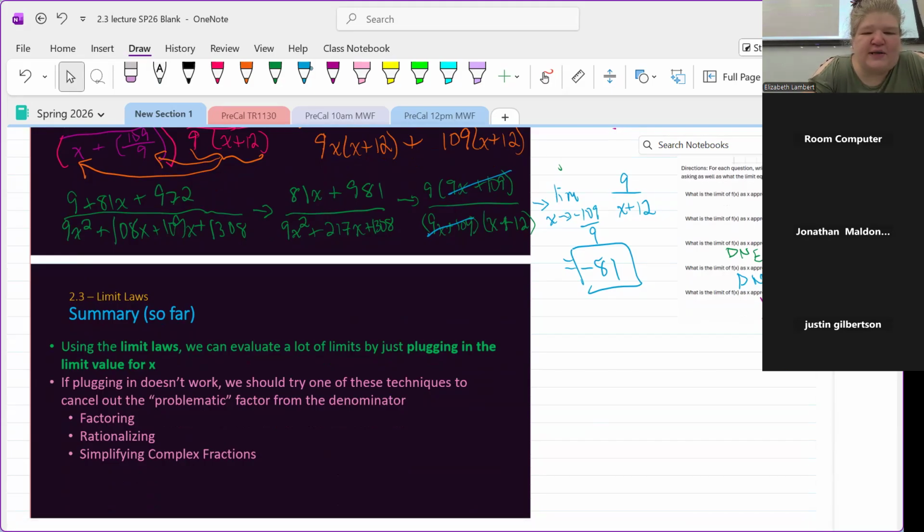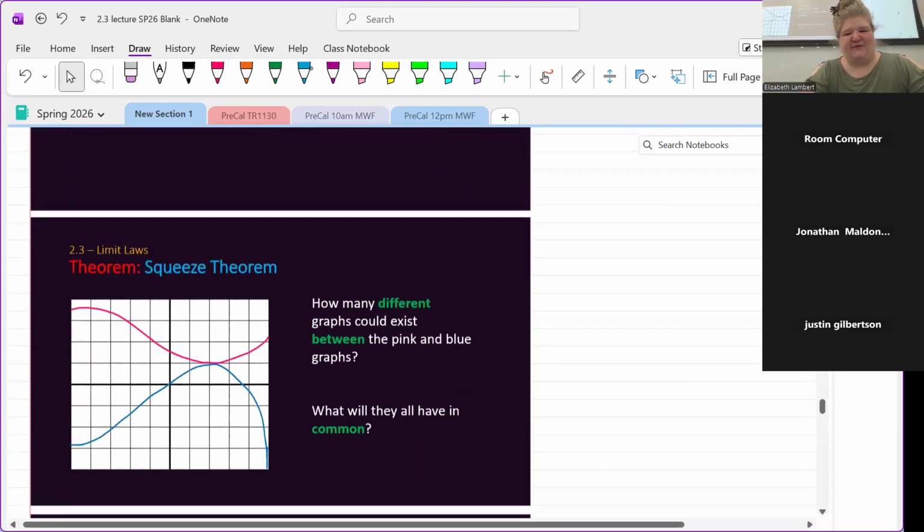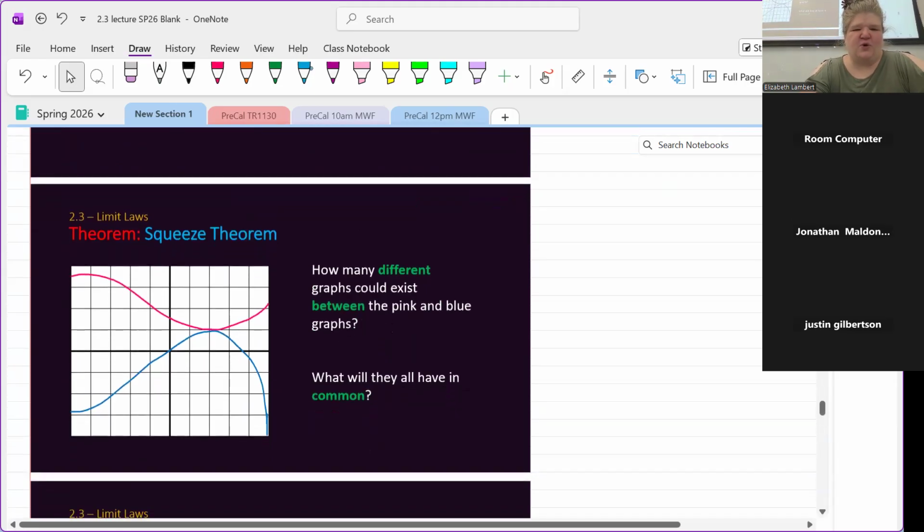So overall for our limits, the first thing we want to try is plugging in the limit value. If we get problematic math from that, typically a 0 over a 0, then we want to try factoring, rationalizing, or simplifying the complex fractions. So that's one half of the things. And then the other half of the things, we start with this squeeze theorem.